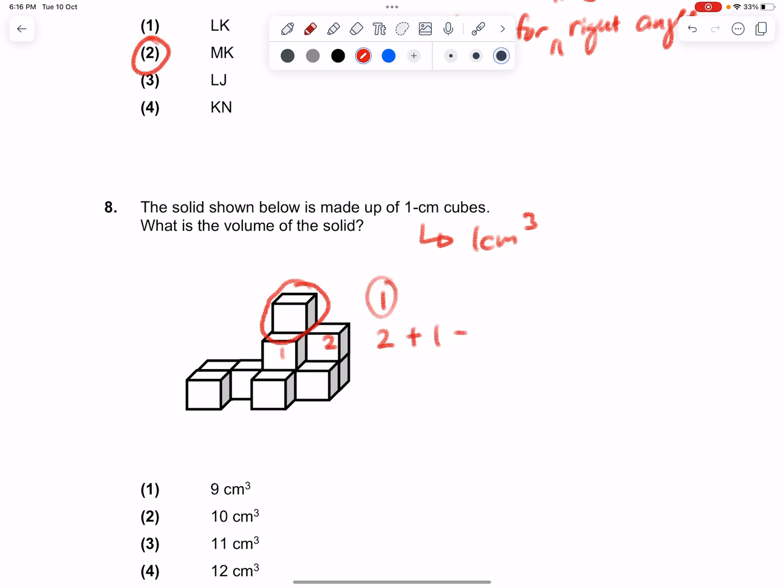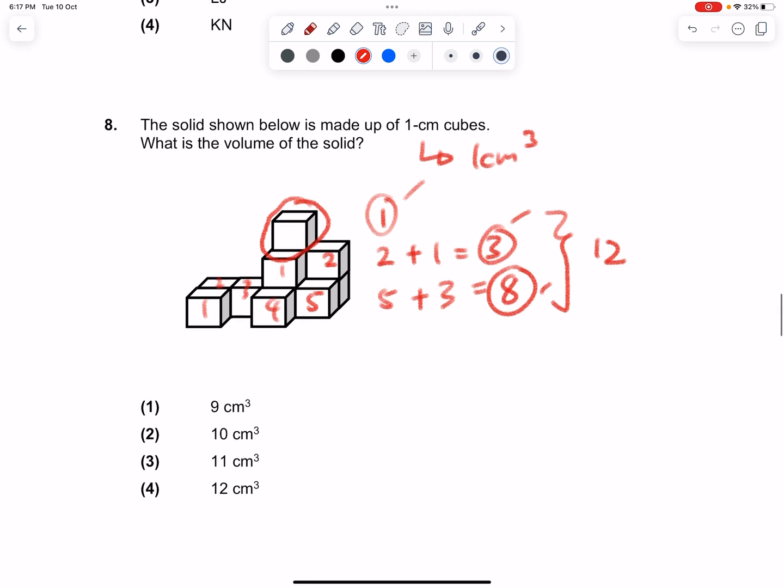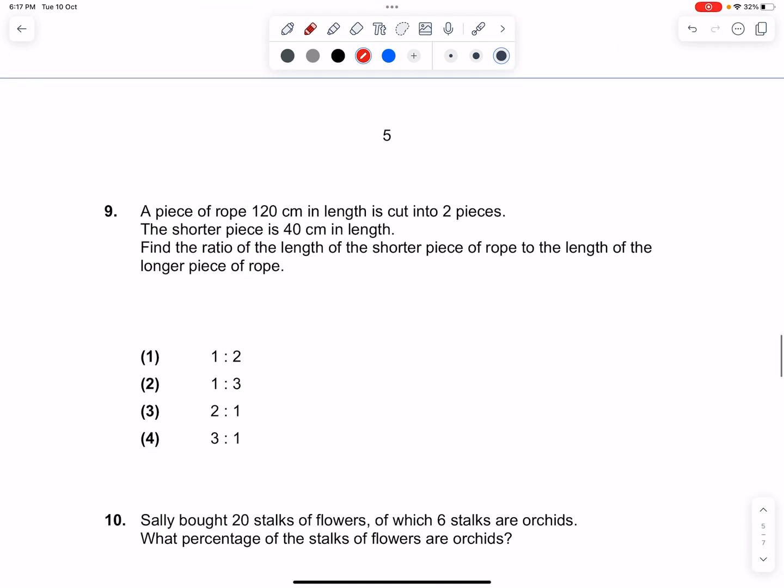So 2 plus 1 equals 3. Okay? And then the next one is 1, 2, 3, 4, 5. So 5 plus 3, which is the previous number, and your answer is 8. So when you add these 3 numbers, the answer that you should get is 12. I find this quite a good systematic way to help me calculate the number of cubes. If you're able to see it straight away, no issues. You don't have to follow this method.